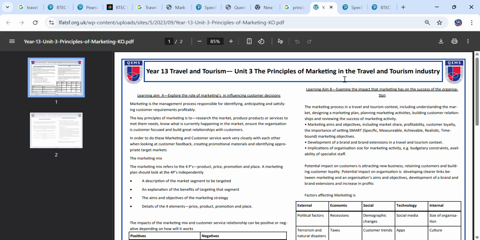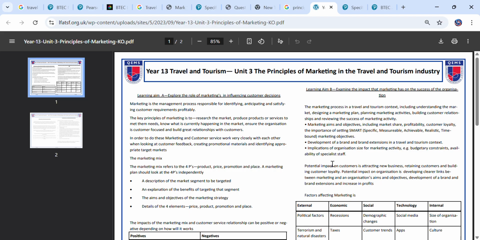So this is your coursework. After you do your exam in January, whenever that is, you're going to be focusing on your coursework. So this is the marketing coursework, so you're going to explore marketing and influencing customer decisions. A lot of this is linked into business, so if you're studying a business course as well, this will be very useful for you. So you look at the 4 P's, price, product, promotion, place, that kind of thing, like the market segment, benefits of that, targeting that segment, basically all about the marketing mix.